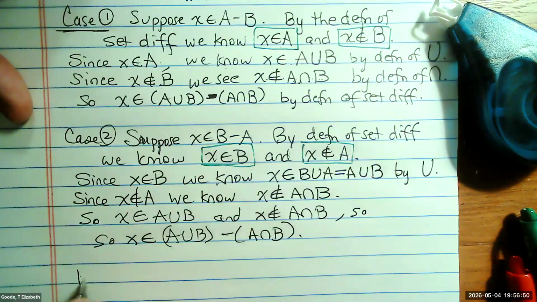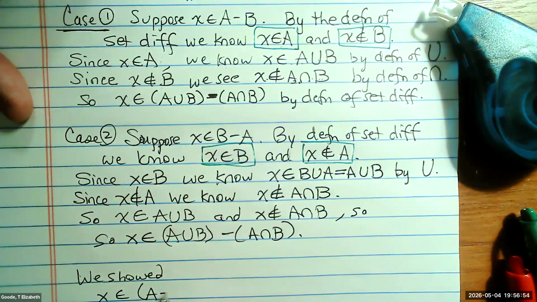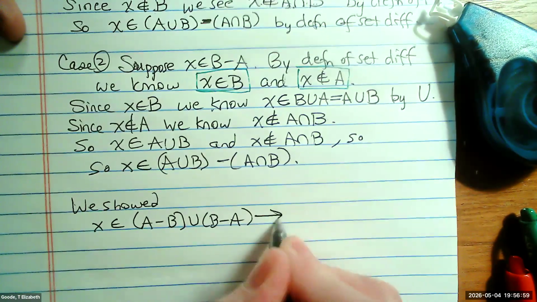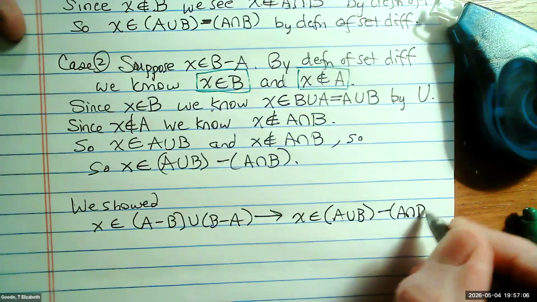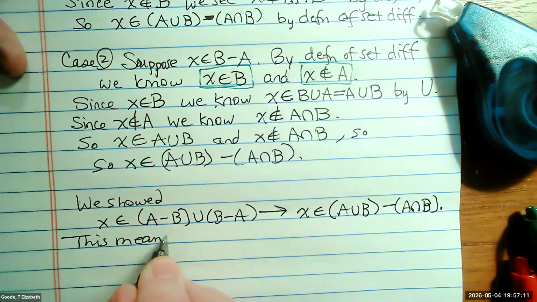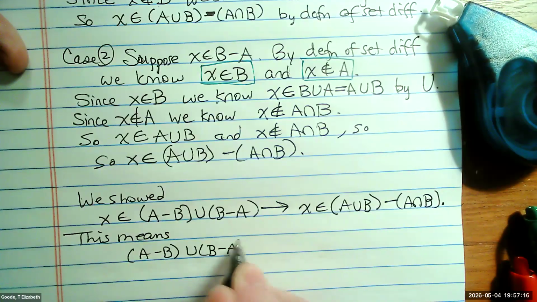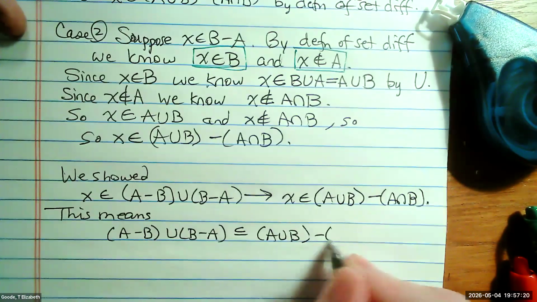And so what did we just show? We showed that if X is an element of A minus B union B minus A, then X is an element of A union B minus A intersect B. And this means, that's the definition of subset. This means that A minus B union B minus A is a subset of A union B minus A intersect B, by definition of subset.